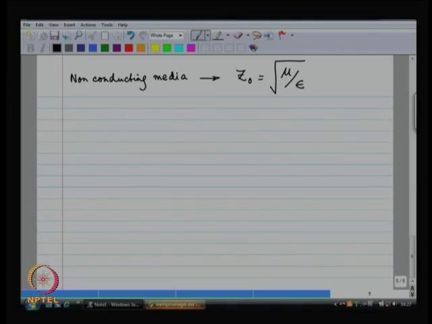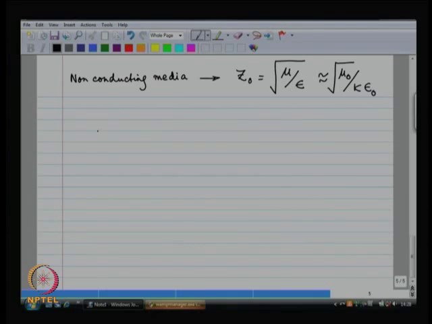Mu is the permeability, epsilon is the dielectric constant. For a typical medium, mu is going to be equal to mu naught, unless it is iron or something. And epsilon is basically the dielectric constant times epsilon naught. So, this is typically what the characteristic impedance is going to be if it is a non-conducting transmission medium.